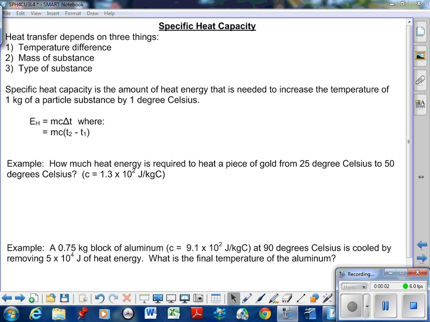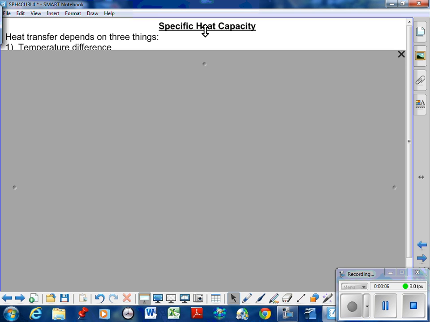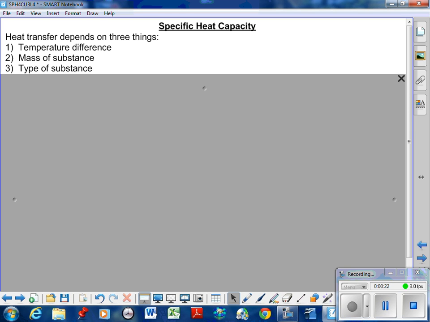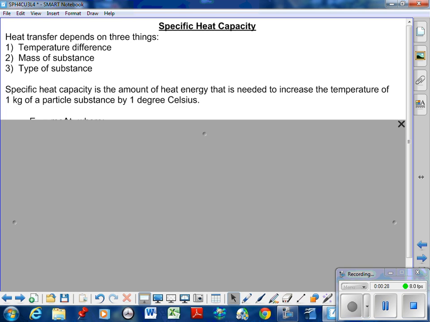Okay, so moving into the mathematical component here, I'll just stress the top points. Heat transfer depends on three things. Temperature difference, so the temperature difference between, say, cold water and hot water. Mass of the substance, so if I have a ton of cold water and a little bit of hot water, it doesn't make a difference. So mass plays a huge role. And the type of substance. Those are the three major things that heat transfer depends on.